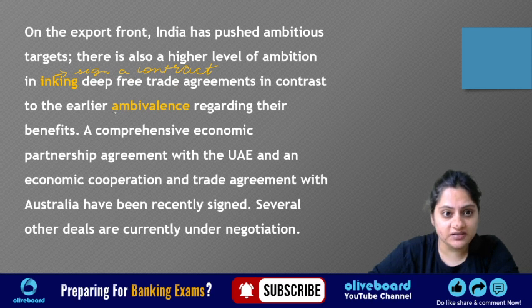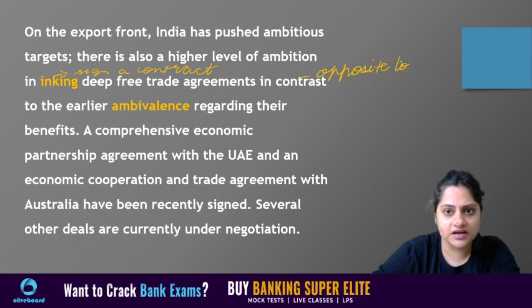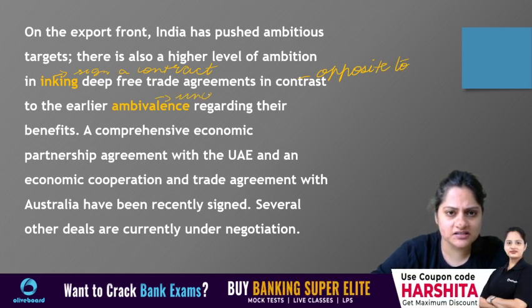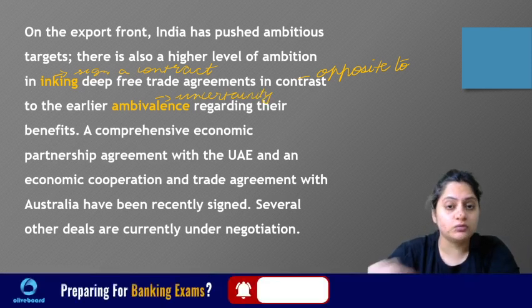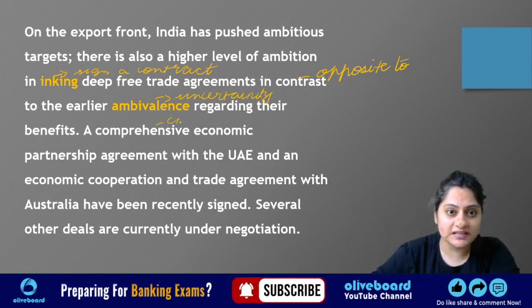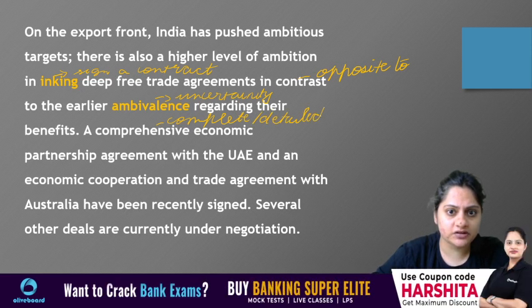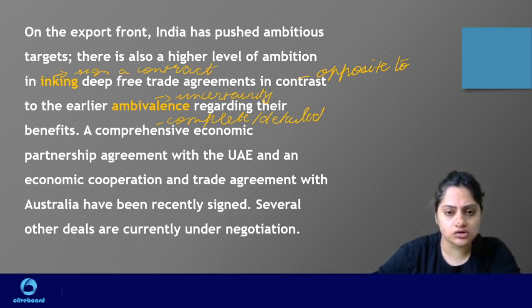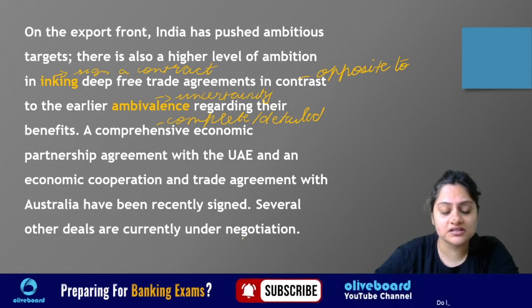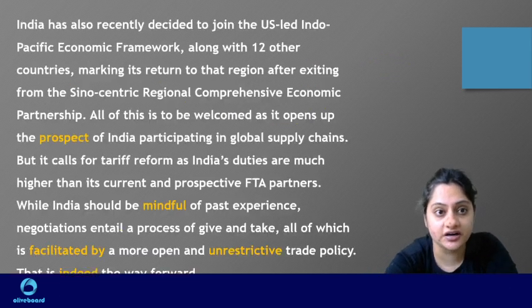Deep free trade agreements, in contrast, means opposite to the earlier uncertainty we had. Earlier we were not sure, there was uncertainty, we were not clear about what to do. Okay, but now we are moving forward with free trade agreements, right? So a comprehensive means a complete, detailed economic partnership with the UAE and an economic cooperation with Australia have been signed, and there are other deals also which we are negotiating. So we are coming up with more deals. Earlier we were not sure, but in contrast we are now coming up with deals with other countries.